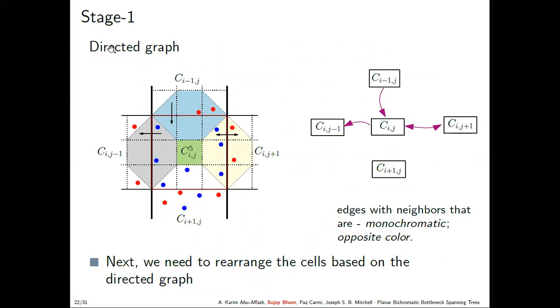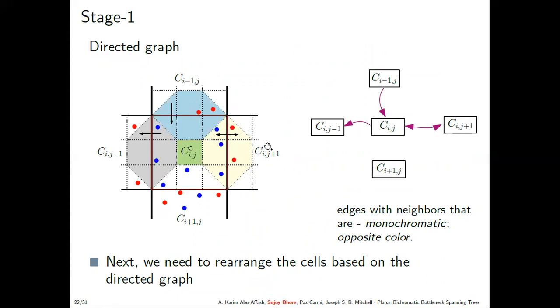In order to do that, we construct a directed graph. Let's say that this cell Cij is a monochromatic cell. The one subcell in the middle is empty. Then there are edges to its neighbors that are also monochromatic. For instance, these are monochromatic, but this cell is not monochromatic, and they are of opposite color.